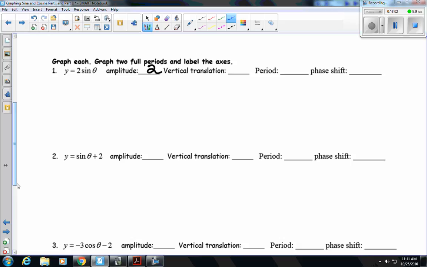Does it have a vertical translation? So we just put in A.